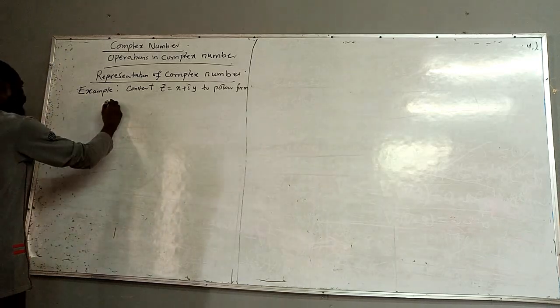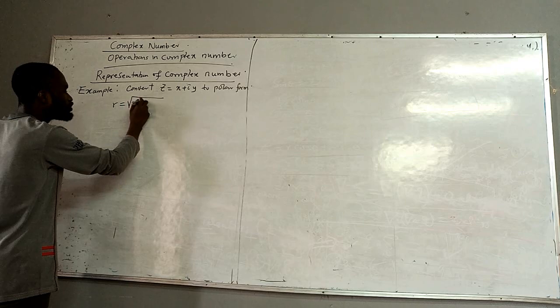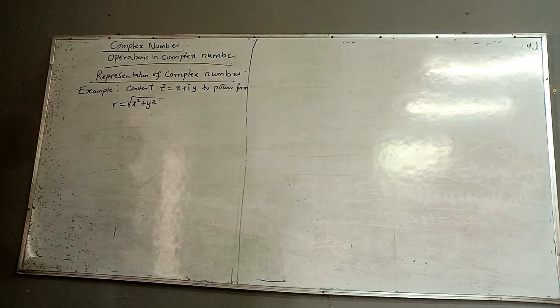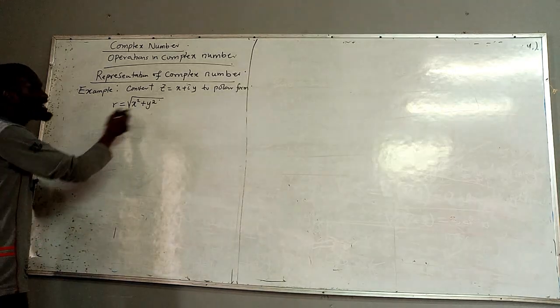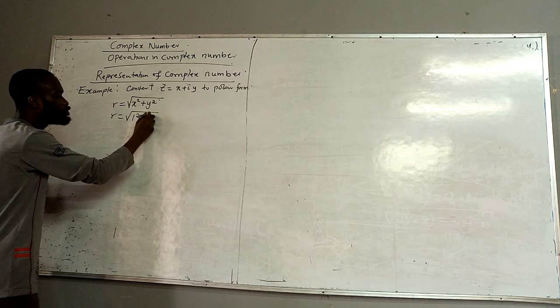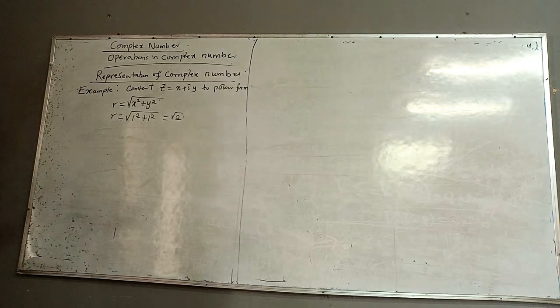Now, you recall that my r is the square root of x squared plus y squared. What is x? x is 1, and y is 1. So my r is the square root of 1 squared plus 1 squared, which is root 2. That is my r.